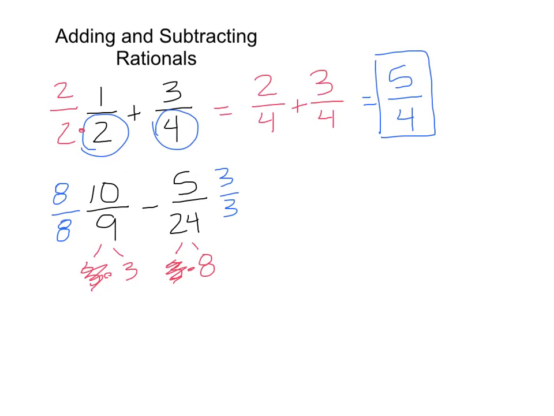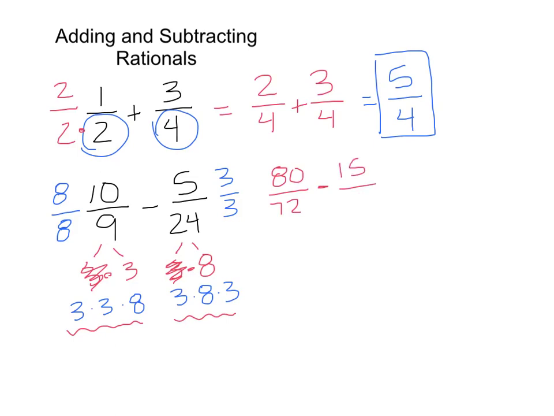Now think about what I'm going to have in the denominators of both these fractions. I already had 3 and 3, and now I'm adding in an 8. For this one, I already had 3 and 8, and I'm adding in a 3. So if you look at these, we have a common denominator of 3 times 3 times 8. That's all I was doing here. So now let's figure out what those things are going to look like. 8 times 10 is 80 over 8 times 9, which is 72. We're going to subtract 5 times 3, which is 15, over 24 times 3, which is 72. So we found our common denominator.